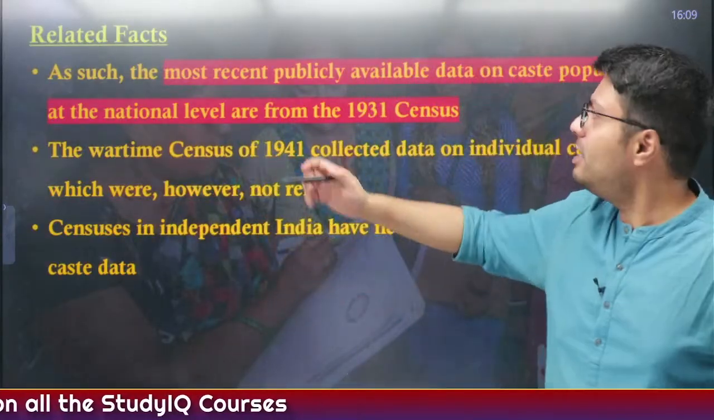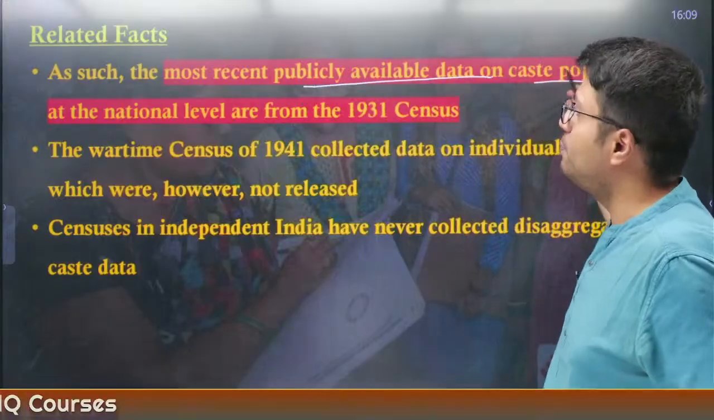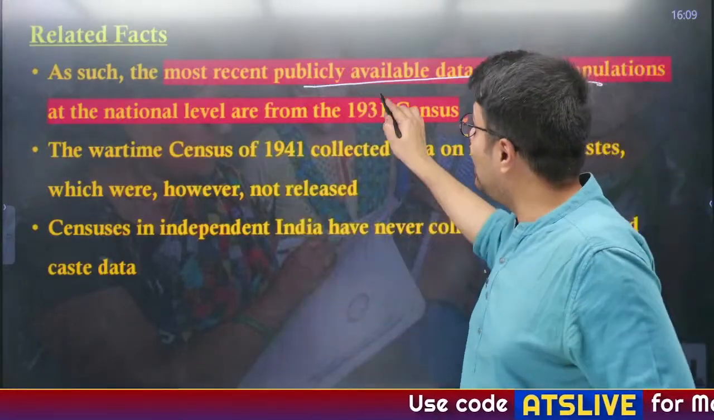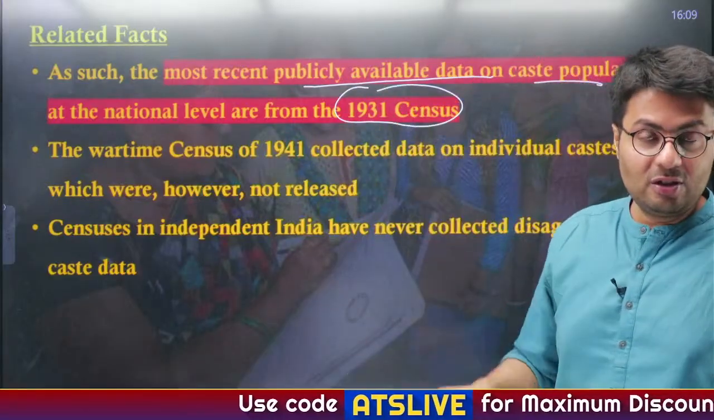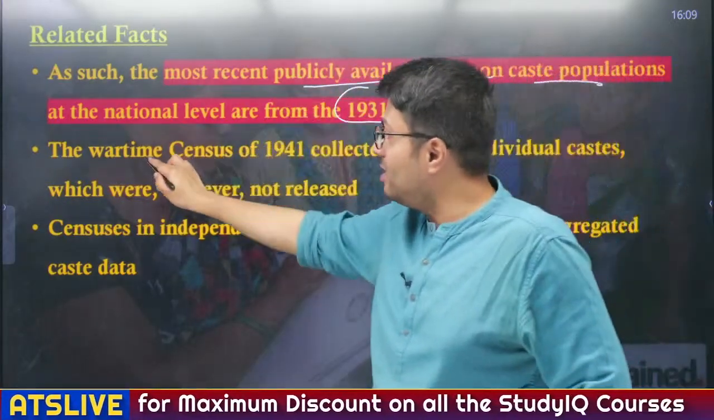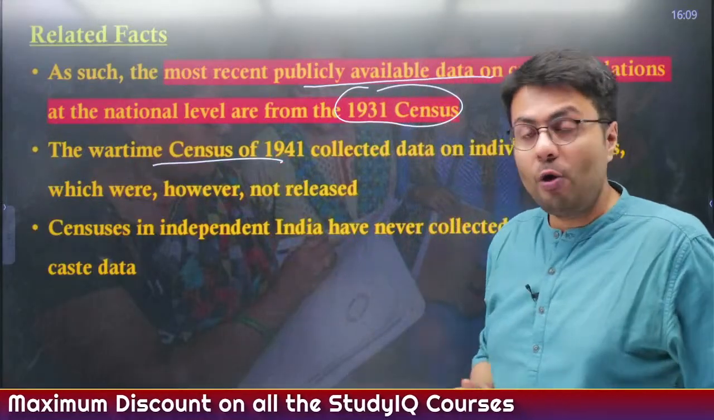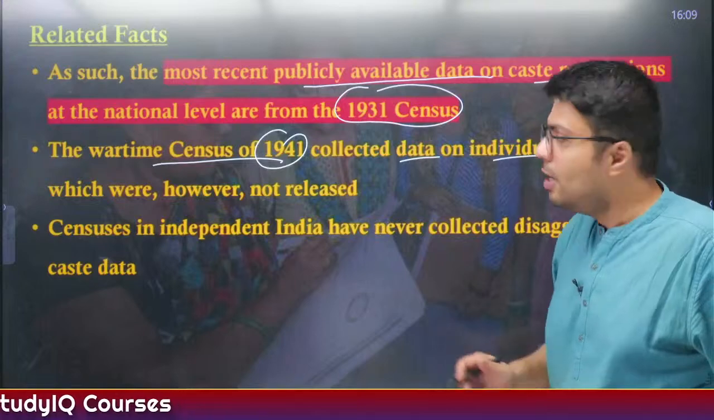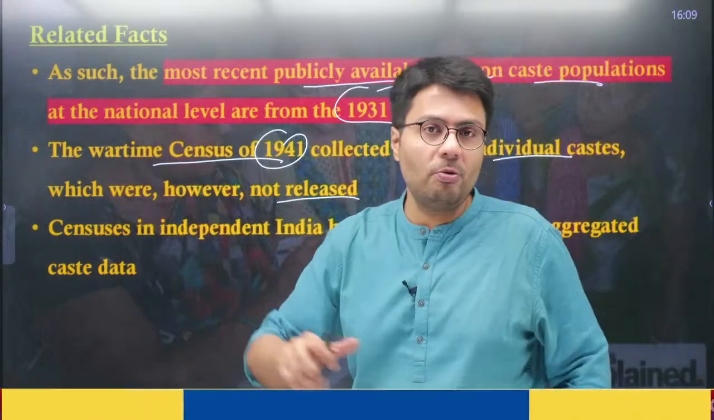Now, the most recent publicly available data on caste population in terms of national census that the government of India has came from the 1931 census. That was at the time when the British were ruling us. Now, a census also happened during the time of World War II. That was the census of 1941, which collected data on individual castes, but this was not released by the then colonial government.